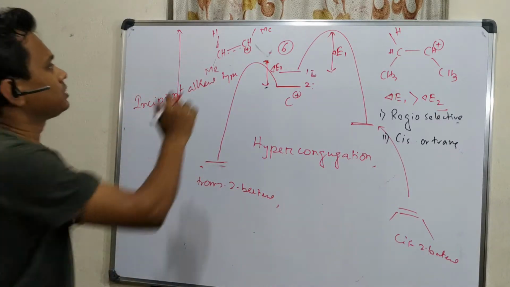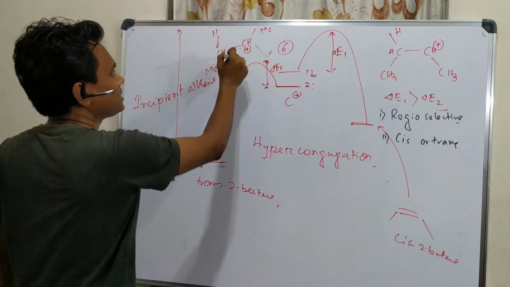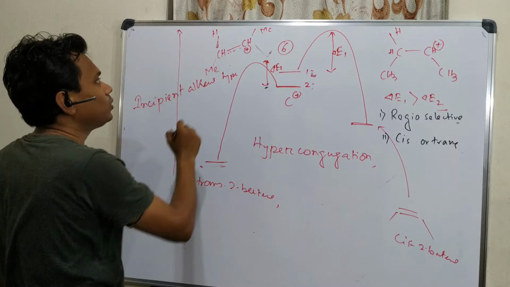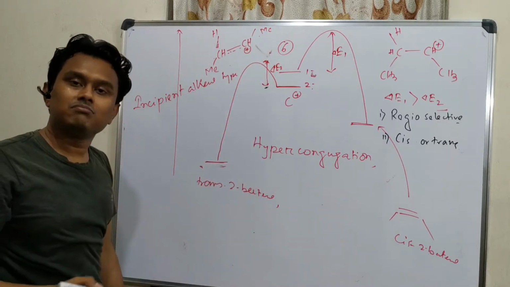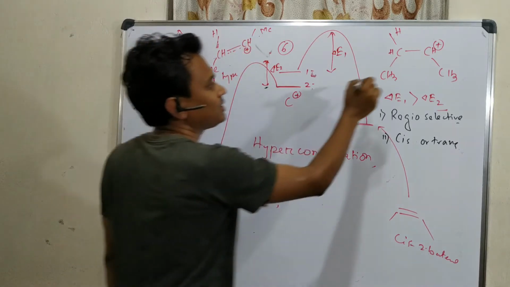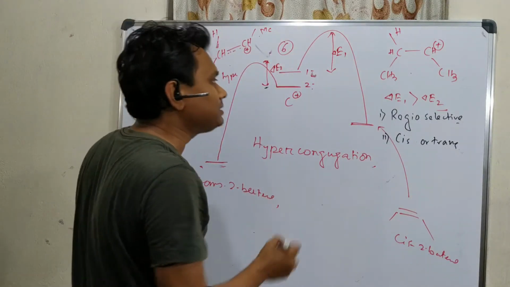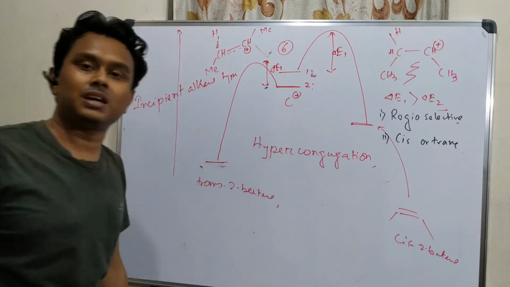Now, see, in the transition state, this transition state is incipient alkene type, I told. So here these two methyl groups are apart from each other. Means the steric hindrance is less here. But here the steric hindrance is more. Okay? So that is the reason. Because in the transition state also some steric hindrance is there.